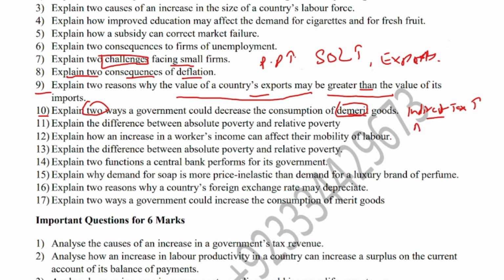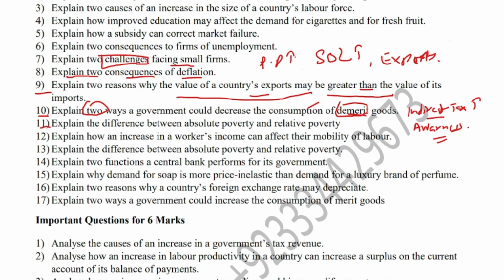And the second method that the government can use is creating awareness about the harmful effects of demerit goods. If the government advertises in newspapers, on television, on social media, or any other network to create awareness among the people about the harmfulness of these goods, then again the consumption of demerit goods may fall.